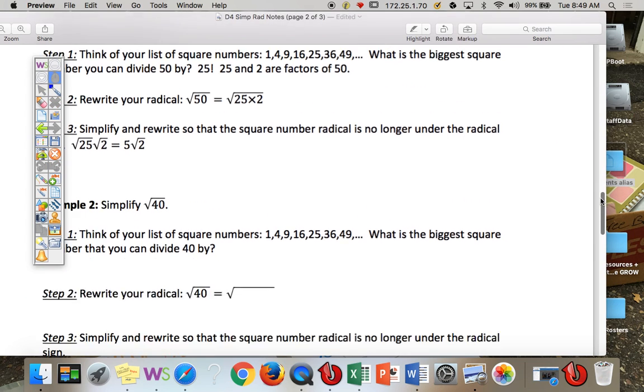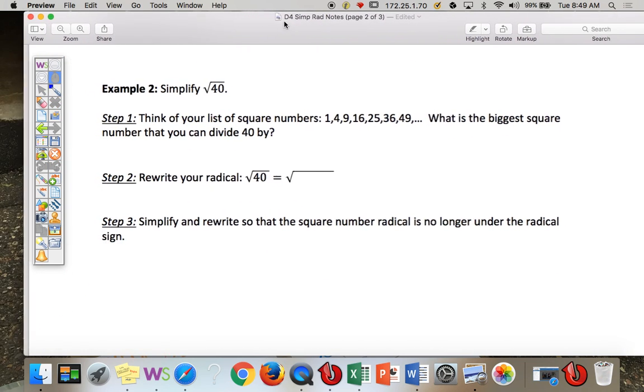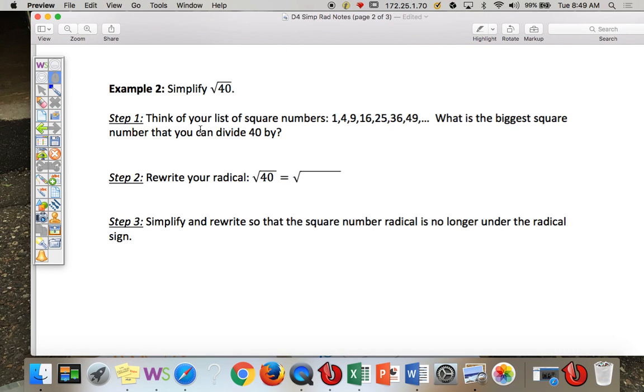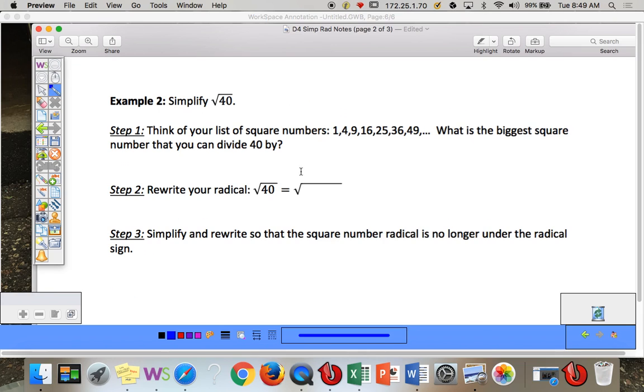All right, let's try the next one. Simplify the square root of 40. Again, here are your steps. Think of the biggest square number that you can divide 40 by. And I believe that 4 is the biggest number. So this is 4 times 10.